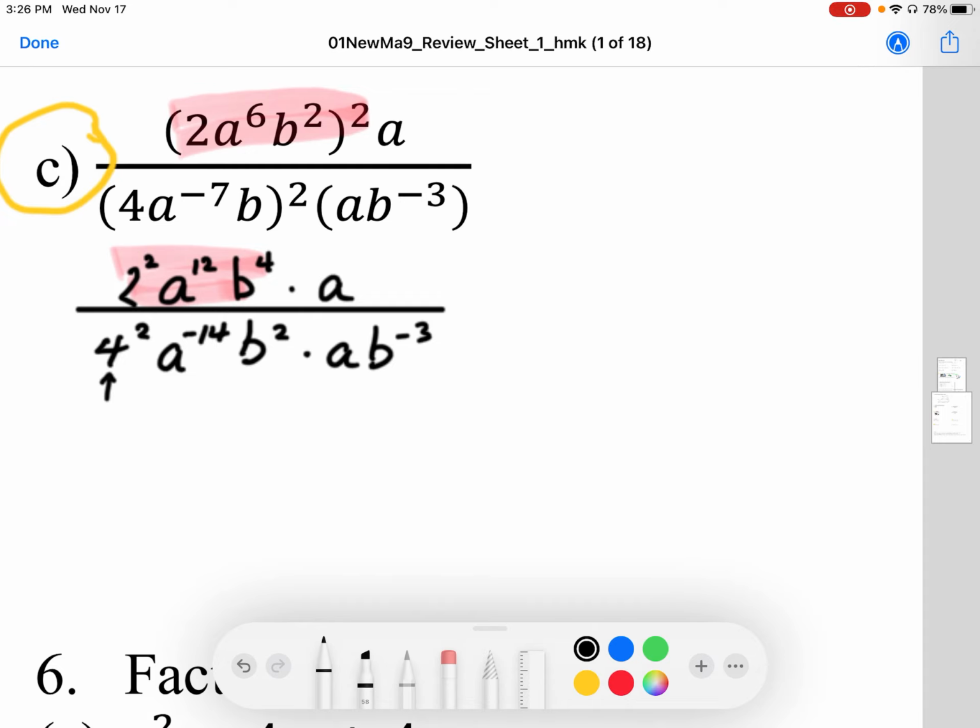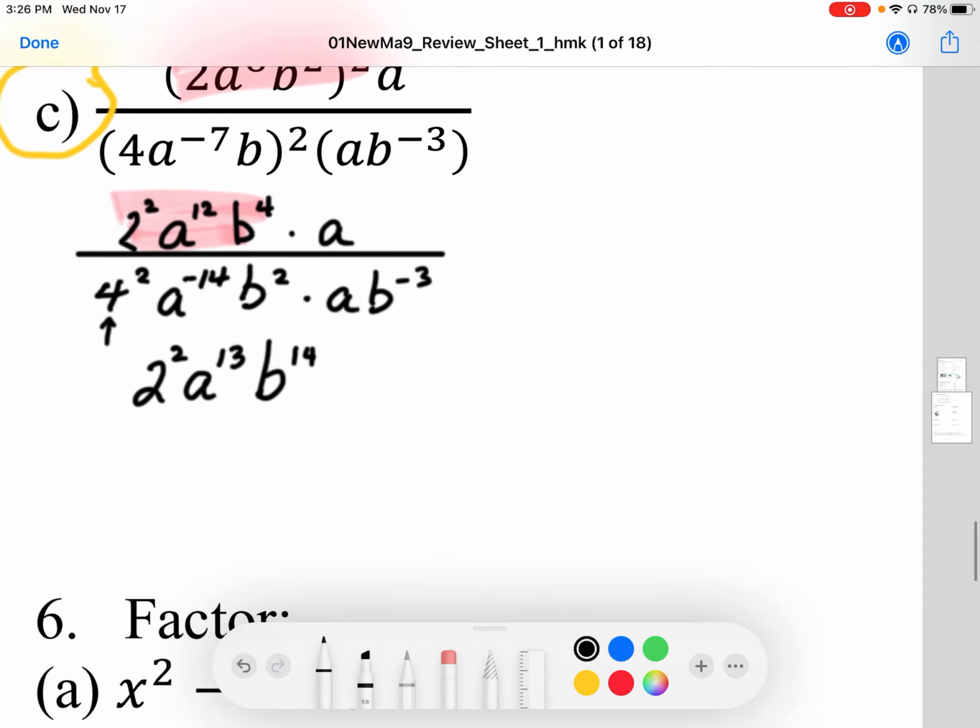I'm also going to change that 4 into base 2 so that I can put those together. So this becomes 2 to the power 2, a to the power 12 plus 1 is 13, b to the power 14, and that gives me all the terms in the numerator. I'm going to convert that 4 into 2 squared to the power 2, so that should end up being 2 to the power 4, and that's going to allow me to cancel out those powers of 2.